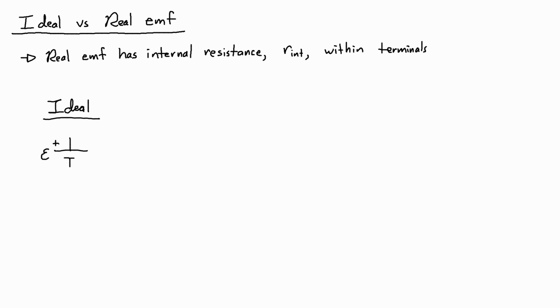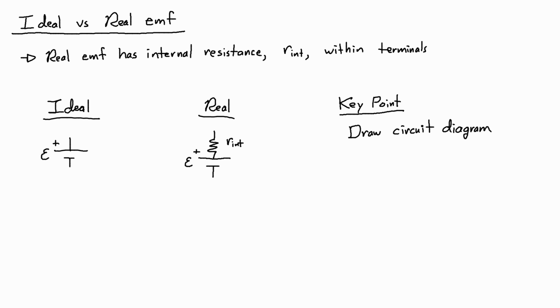An ideal EMF has a symbol in the circuit as shown. We've already looked at this. The difference then with a real EMF is that there is also an internal resistor. So we have the EMF, but we also have this R int. And the key point, the thing that you need to do to make sure that you can set up and solve these problems, is to draw the circuit diagram with R int. Don't forget to include the internal resistance.